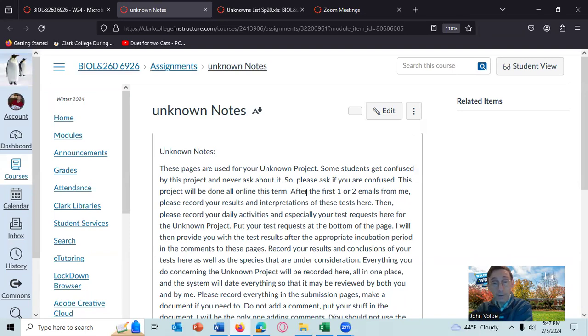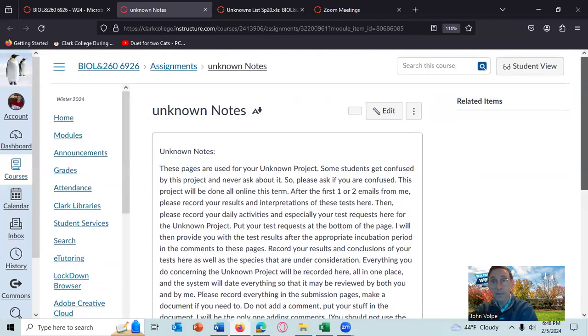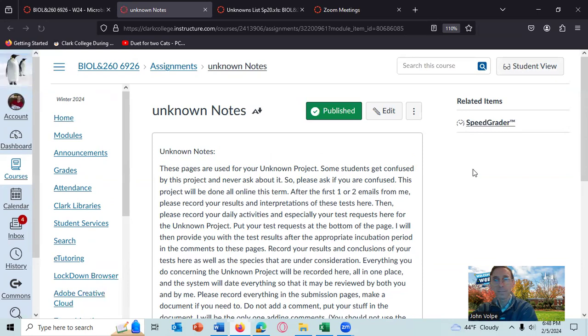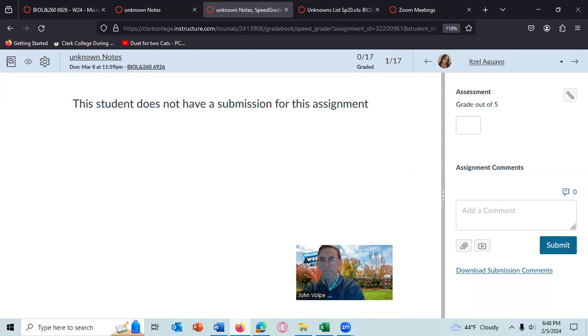After the first 1 or 2 emails from me, everything will be done in the unknown notes pages. You need to record in your unknown notes pages the results I send to you from the first test. Something's not working right with this. Oh, there it is, speed grader. There isn't anyone here, but it just so happens to be the first student here. But if she had put in the results, what she'd do is she would have a link. It's usually up here or down here. Oh, here it is, the submit for me. Something doesn't look right here. Oh, there it is there. Let me just put this over here.